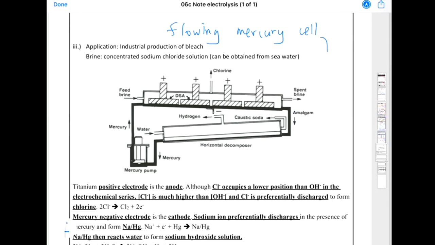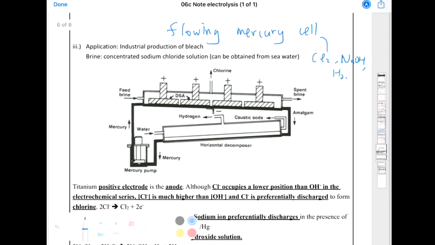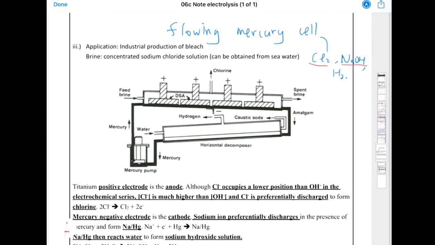First of all, it provides you Cl2. And secondly, it can be used to make sodium hydroxide. And finally, it can make hydrogen gas. And all are very important products. For the first two, what are the uses of chlorine and NaOH? Why are they important?